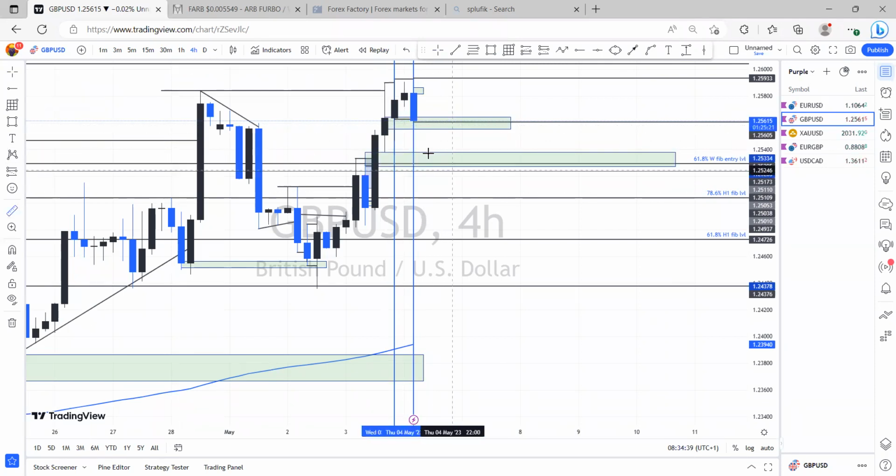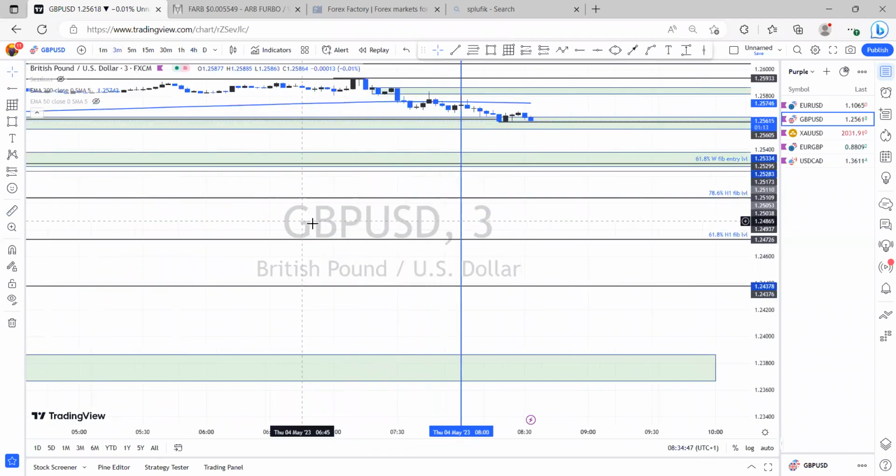How many pips do we have to that imbalance? We have about 20-something pips to that imbalance. Price is most likely coming to that imbalance. Let us not miss our entry. Let us go and check what price is doing, please.